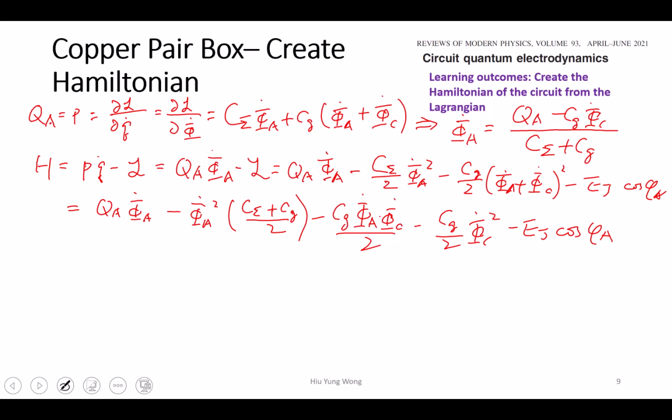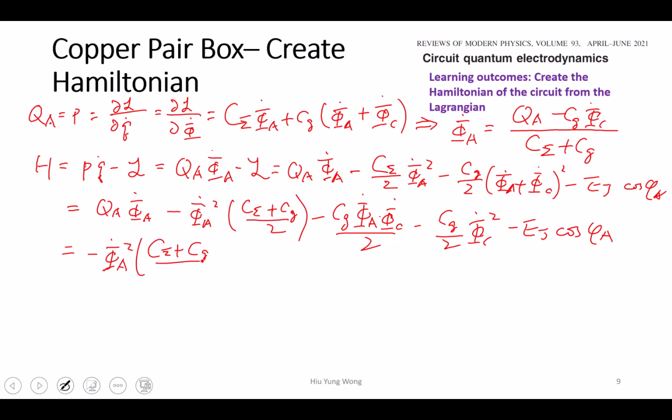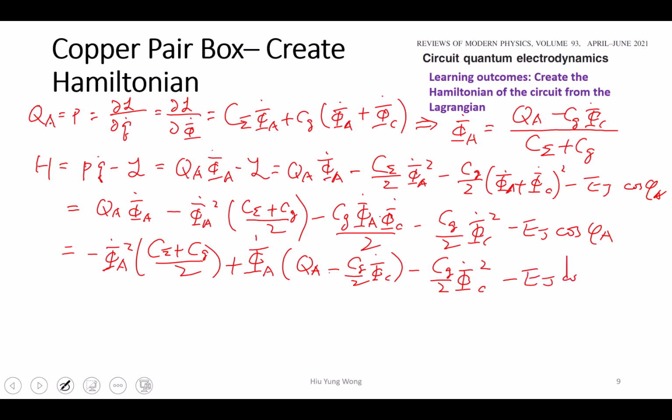Okay. So let me further group it to a nicer form. I put the square term in front: phi_A dot squared, C_sigma plus C_G divided by 2. This is the second term. And then I'm going to take out phi_A dot, this term and this term. Then I will get Q_A minus C_G divided by 2 phi_C dot. And then this whole thing is C_G divided by 2 phi_C dot squared minus E_J cosine phi_A.